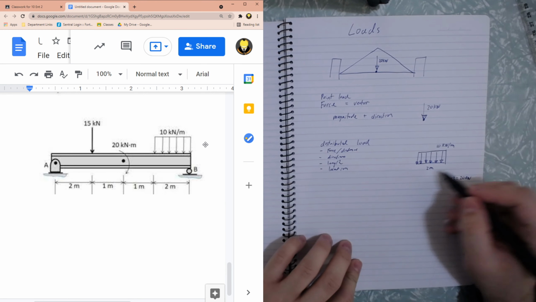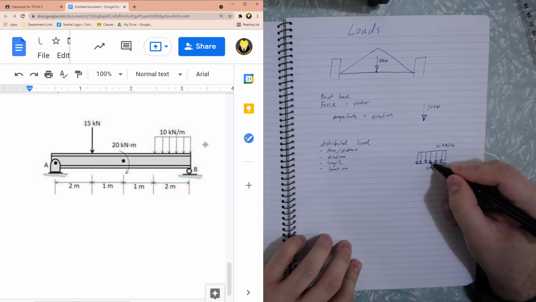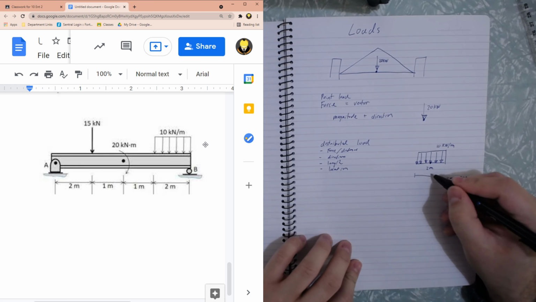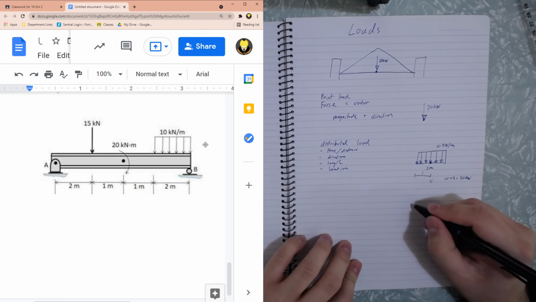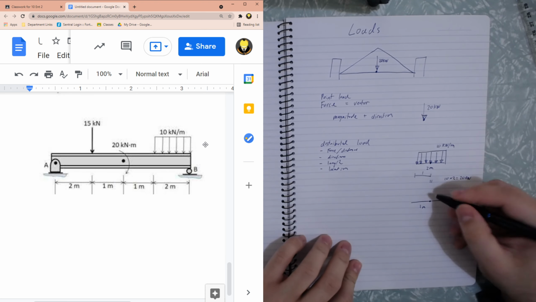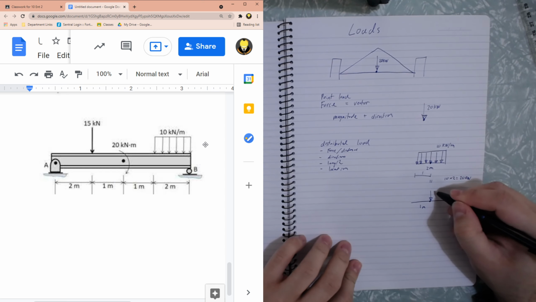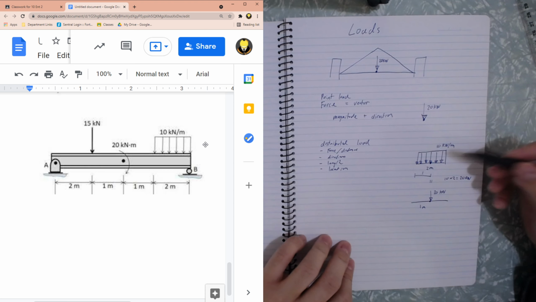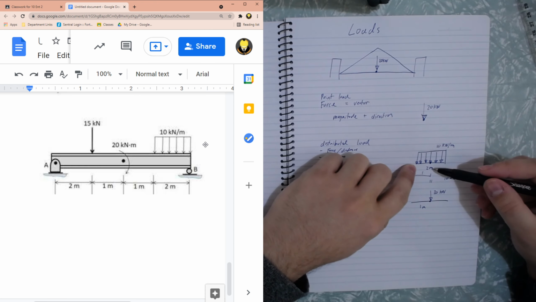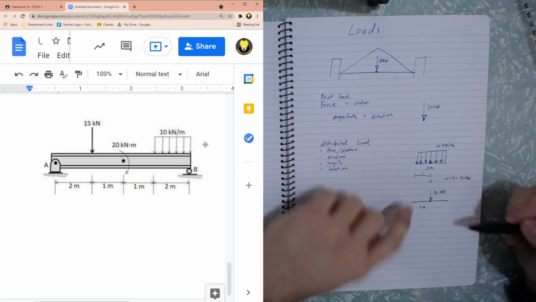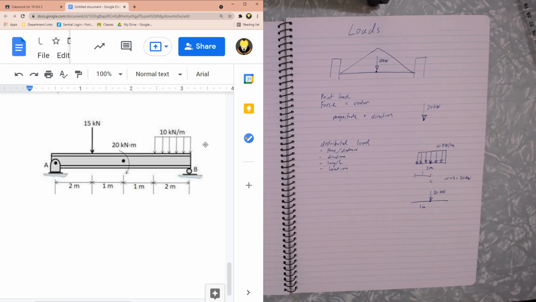So if this is 2 meters, we find the average location, which is going to be 1 meter in. So this will be the same as doing a point load down of 20 kilonewtons. Right, 10 times 2 is 20, and its location, if it's 2 meters, the average point is 1 meter in, so it's the same as doing a 1 meter load going down.